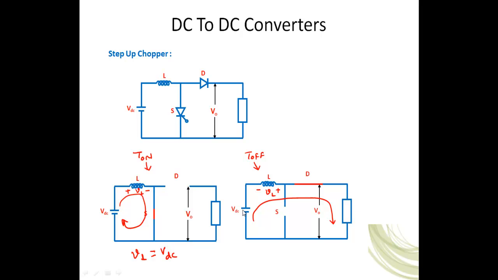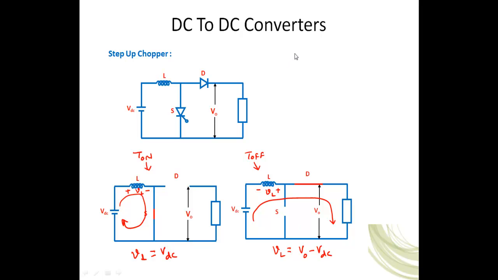So these are aiding in nature. VDC plus VL equal to V naught. From this equation, VL is nothing but V naught minus VDC. Why are we taking these? These voltages are required to calculate the average value.